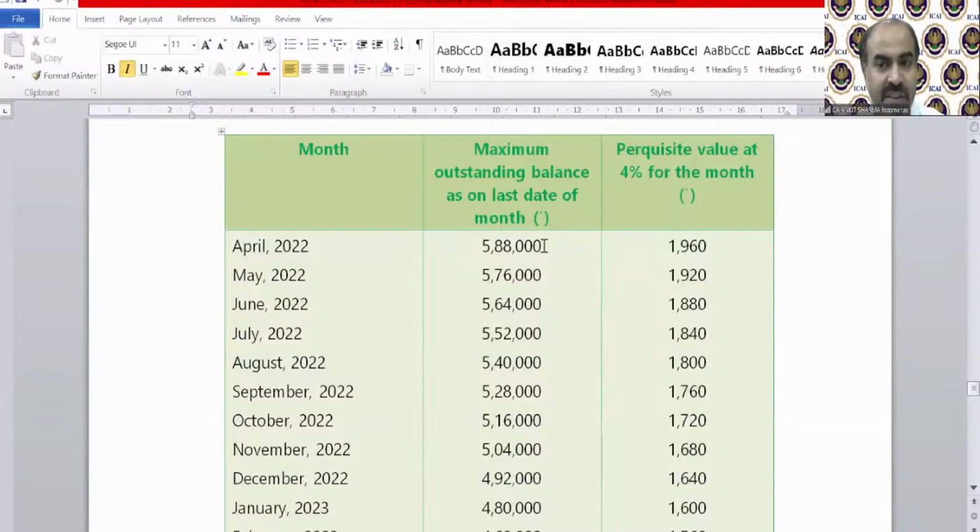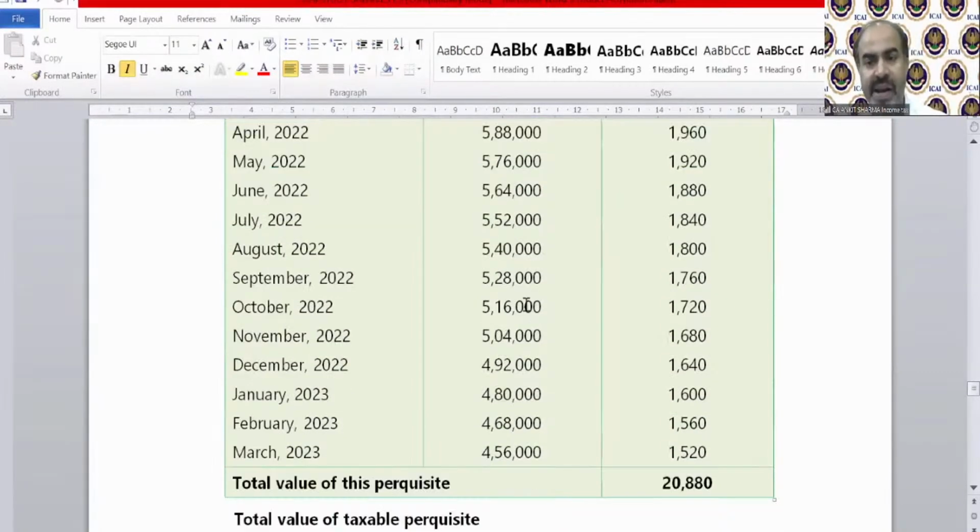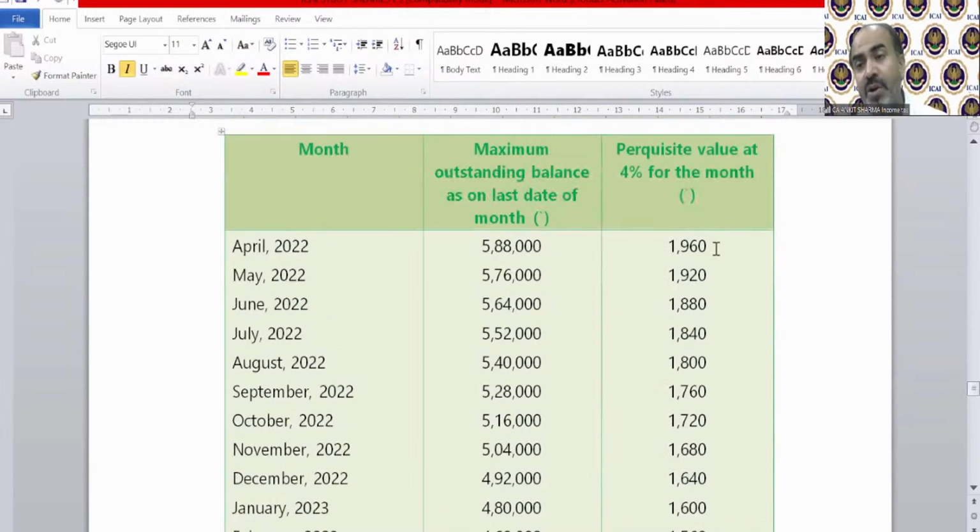April closing balance is 588, then 576. Every month you need to reduce 12,000: 564, 552, 540, 528, and so on. And you need to calculate the tax, the interest, that is your taxability of perquisite. That is 1% per month, like this.